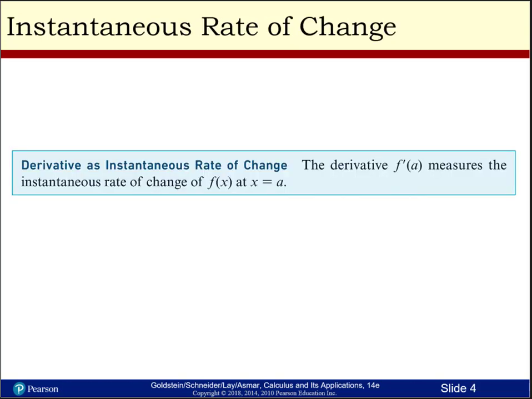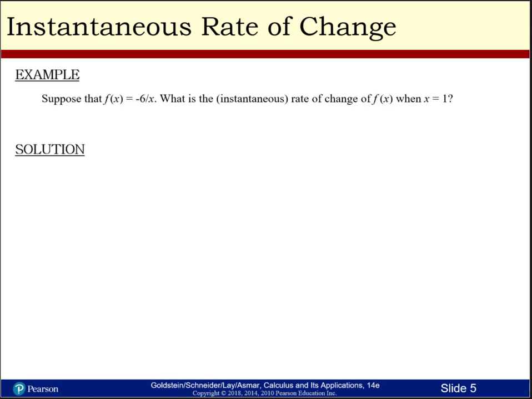5. The instantaneous rate of change, now that is the derivative right at a point. The average rate of change is over an interval, but this is that tangent line. So the derivative as instantaneous rate of change, the derivative f prime of a measures the instantaneous rate of change of f of x at x equal a.